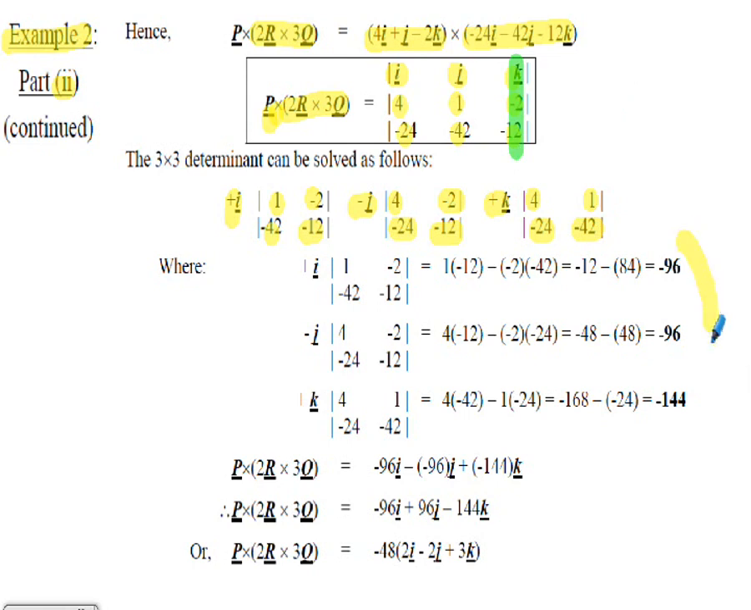I'll leave you with the arithmetic to review for this particular part of example 2. Very similar process we've already carried out before. Just be careful you carry this negative through when you write your ijk vector here. So what you should end up with is minus 96i plus 96j minus 144k. And all we've done on the last line is simply factorised out minus 48, which is common to all the terms.